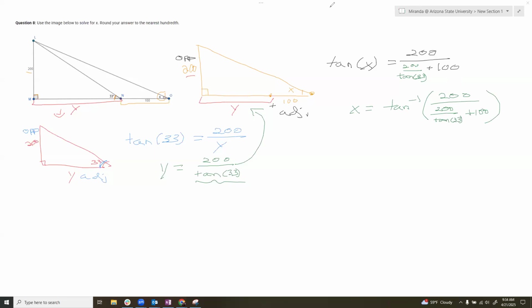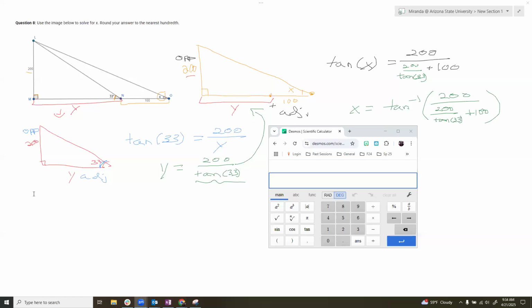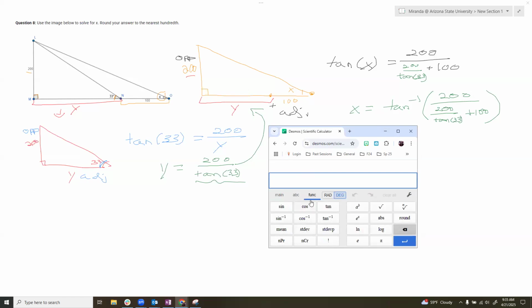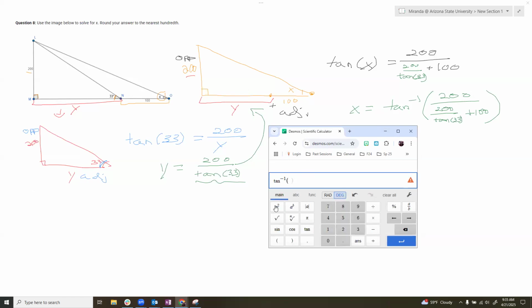This is going to go all into our calculator for our rounding purposes. So bringing in our calculator, I am going to use the Desmos scientific calculator. This is a calculator you can use through all your ALEKS topics and your Canvas coursework. I'm going to enter just what I have on the right side, the tan inverse of my complex fraction. To get to the inverses, I'm going to hit the function key and then tan inverse. I notice that I'm already in degree mode, so I'm in the right space.